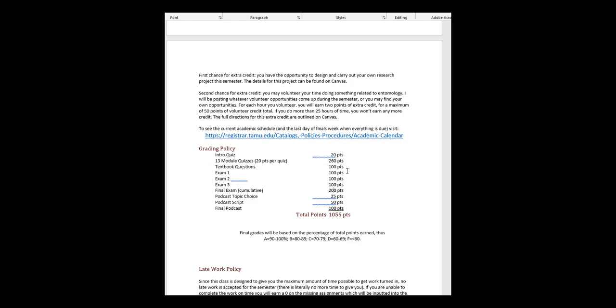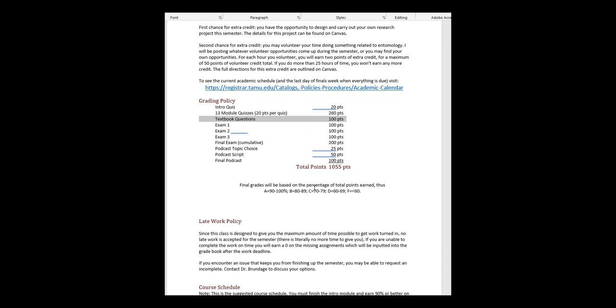So if you get 100%, you'll earn 100 points. If you only got 90% of your questions correct, you'll earn 90 points. If you got 50%, you'll earn 50 points. So that's how I'll do this. This I have to hand enter at the end of the semester though. So this will be entered after all the grades are in, after that 11:59 p.m. on the last day of finals week.